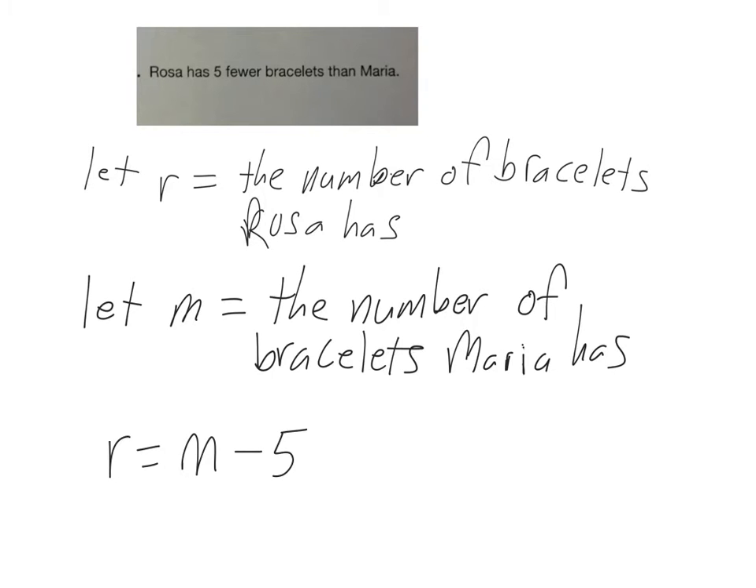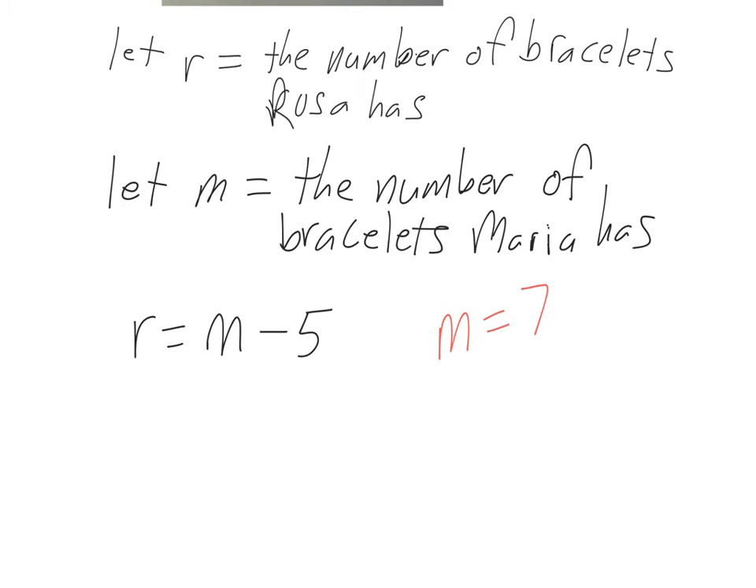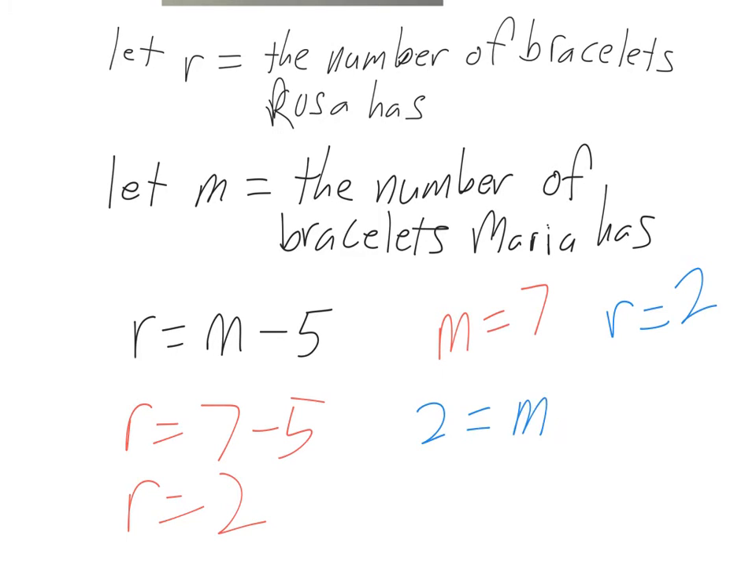So I'm going to work you through that example now. If it said that Maria, or M, equals 7, then we would simply substitute in, and we would do R equals 7 minus 5, R equals 2. Problem solved. Pretty simple. Sometimes it might tell you the other one, though. It might say R equals 2, and so I'd say 2 equals M minus 5.